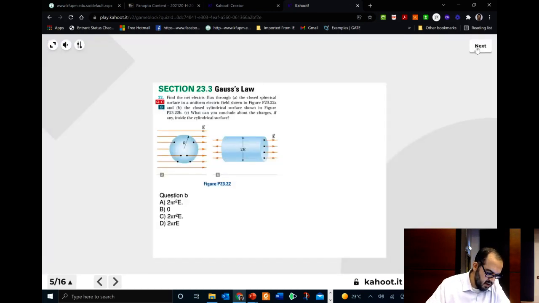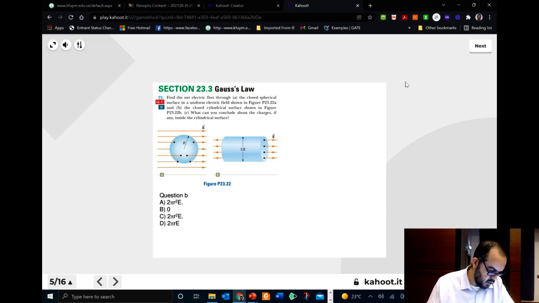Okay, so here is another question, and you're supposed to answer question B. Let me read it in case you cannot. Find the net electric flux through the closed spherical surface in the uniform electric field shown in the figure. I wish I had some way of magnifying this. So on the left you have a sphere and a uniform electric field. That's question A. Question B, that's what you're supposed to answer: the closed cylindrical surface shown in the figure to the right.